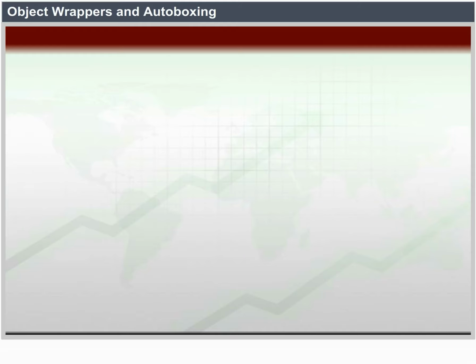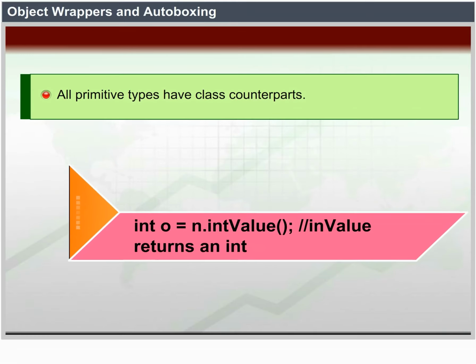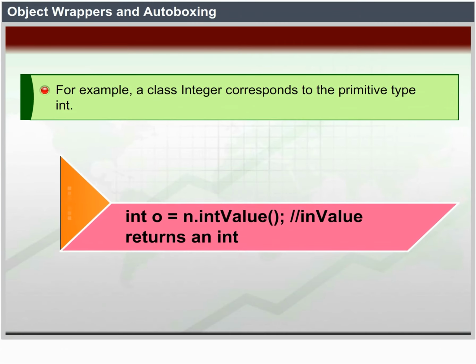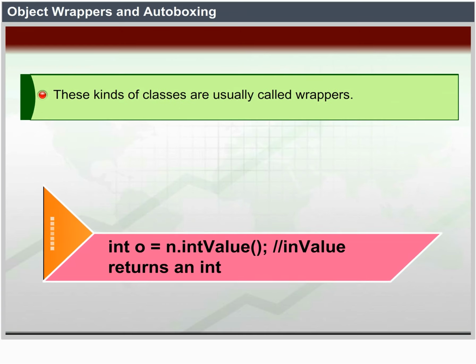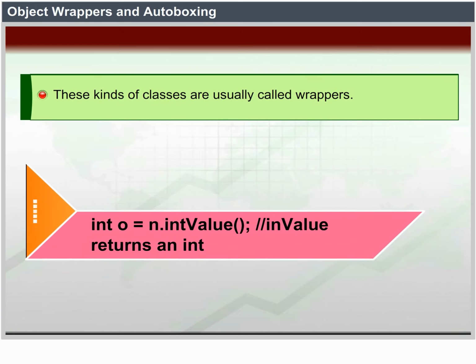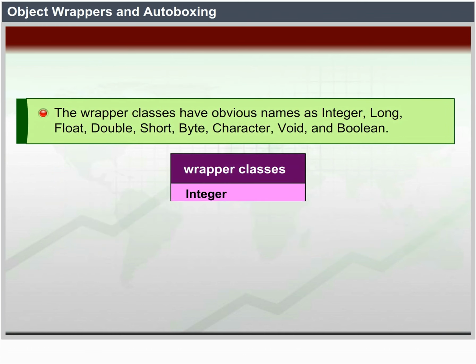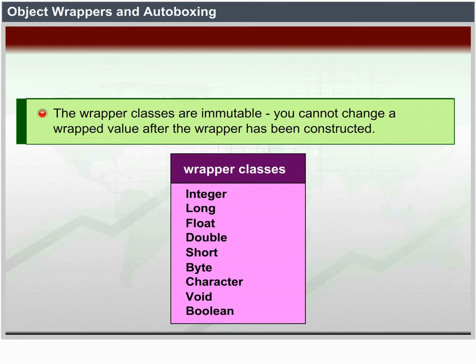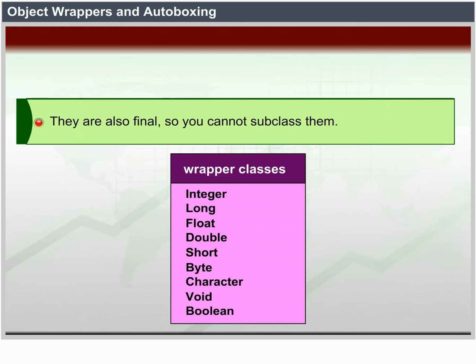Object wrappers and autoboxing. All primitive types have class counterparts. For example, a class Integer corresponds to the primitive type int. These kinds of classes are usually called wrappers. The wrapper classes have obvious names: Integer, Long, Float, Double, Short, Byte, Character, Void, and Boolean. The wrapper classes are immutable. You cannot change a wrapped value after the wrapper has been constructed. They are also final, so you cannot subclass them.